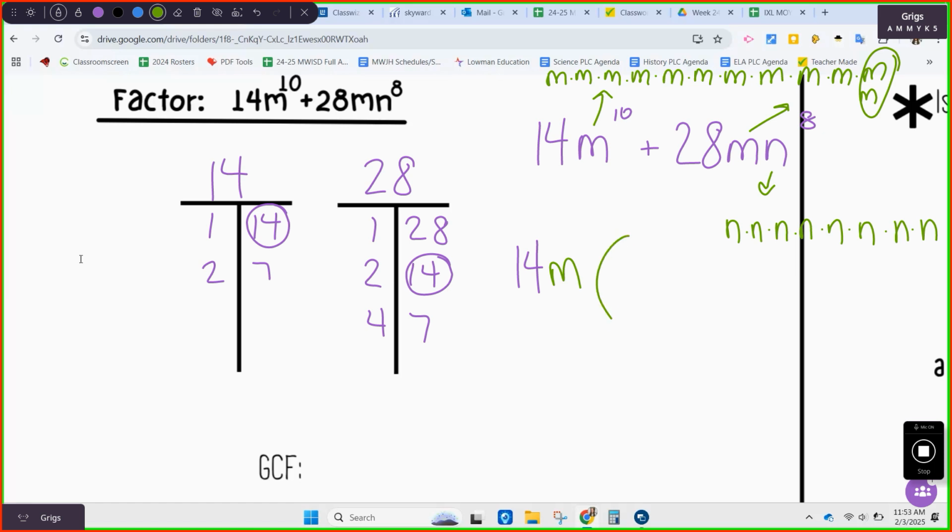Alright, so now let's take that greatest common factor and we're going to divide those terms. You with me? 14 divided by 14 is 1. What's the basis of division? Subtraction. Okay, so 10 minus 1 is? 9.